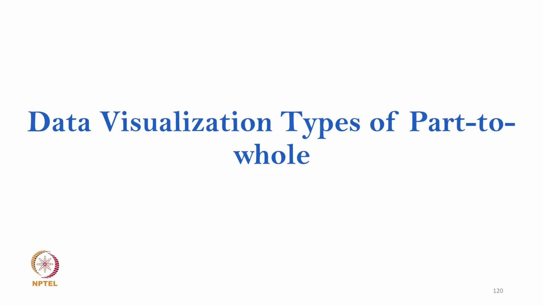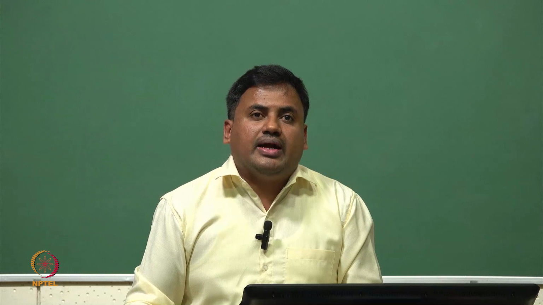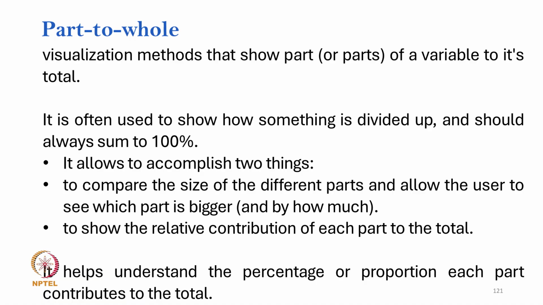Another type of visualization is part-to-whole. Part-to-whole data visualization is a type of data representation that illustrates the relationship between the whole and its parts, and shows that the variables add up to a total. Particularly, this type of chart is useful for showing the contribution of each component to the overall entity. It helps to understand the percentage or proportion each part contributes to the total.